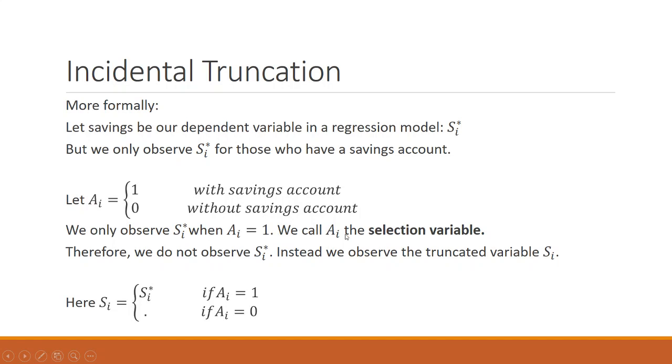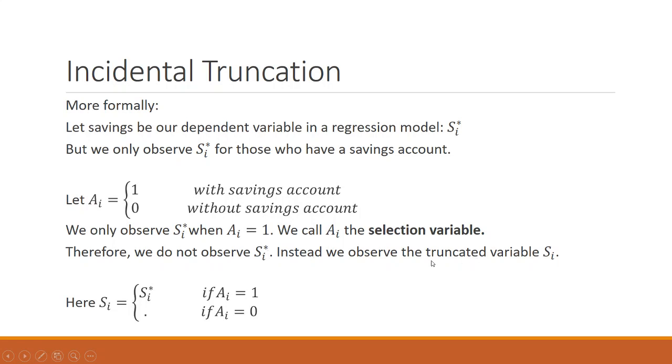We call A the selection variable. A determines whether or not we observe the data. A, in this case, is whether or not they have a savings account, and A determines whether or not we observe the savings data. So we do not observe the true savings. We do not observe S star.